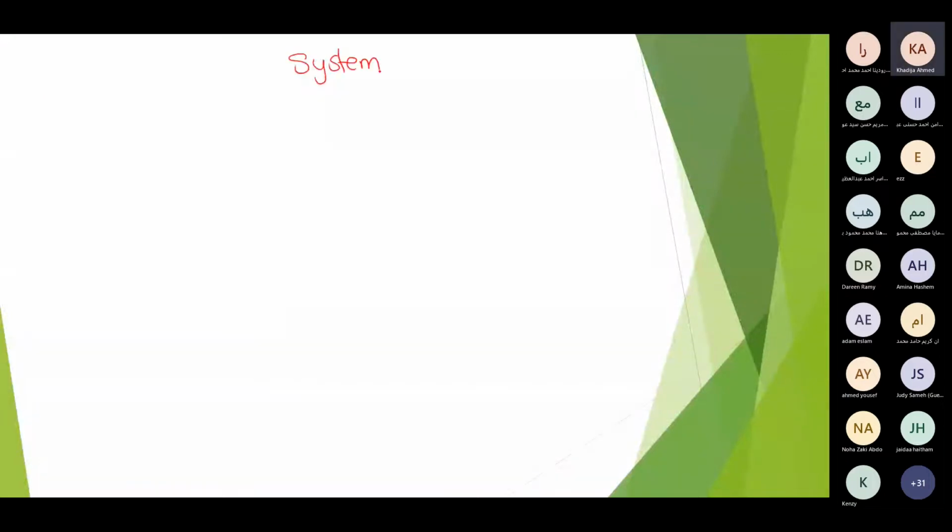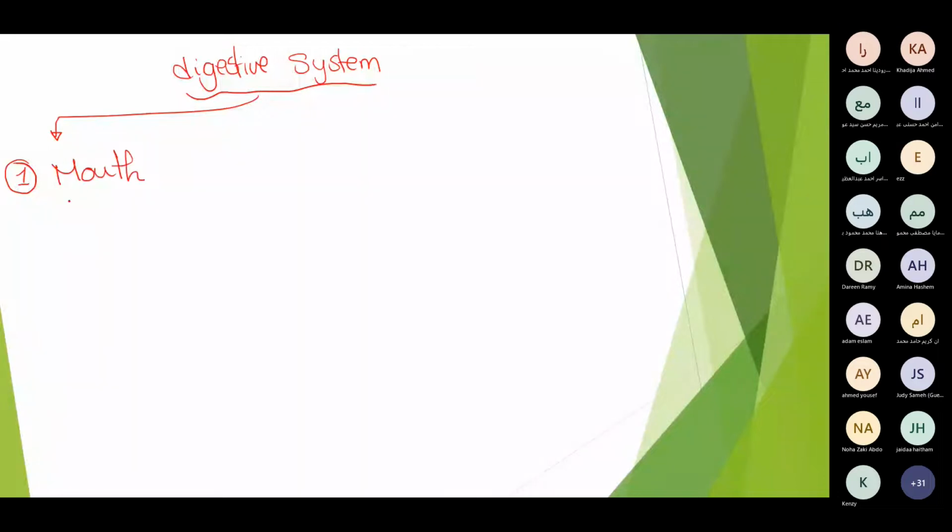Of course, any system, and also the digestive system, consists of many organs. Okay? We must memorize them in order. First in eating generally and the process of digestion is the mouth. Inside the mouth, how many parts help us? Number 1 is the teeth. Number 2 is the tongue. And number 3 is the saliva.